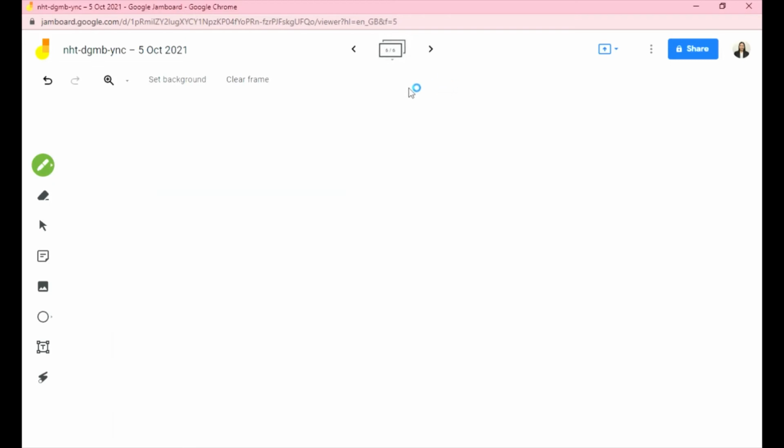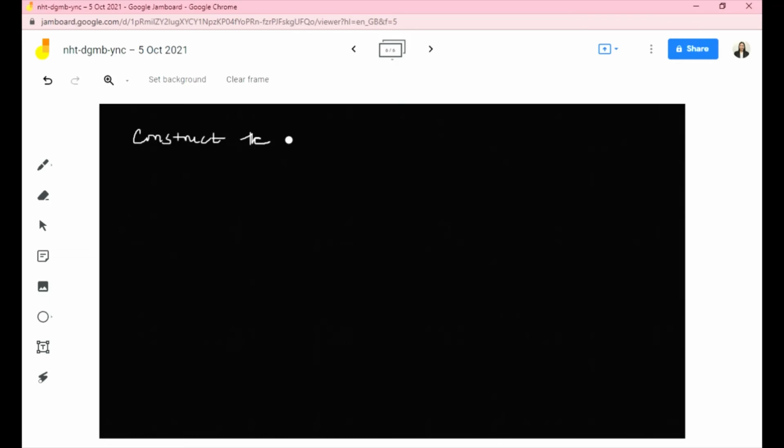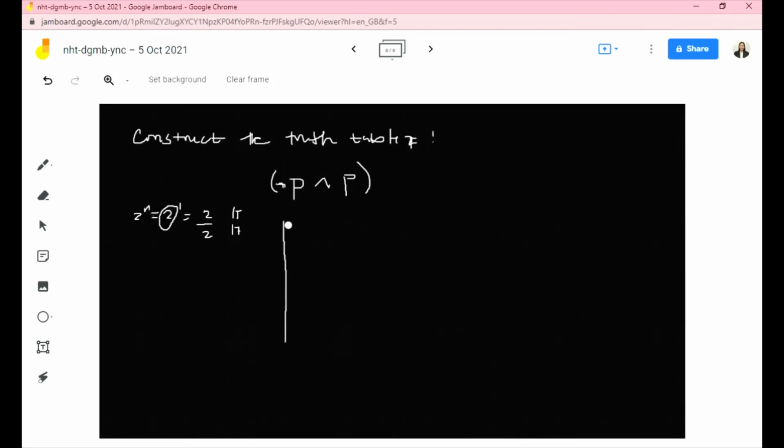Okay? Now let's have another example. Let's construct the truth table of not P and P. In this case, we only have one variable, so 2 raised to 1 gives us 2. 2 divided by 2, then we'll have 1 true followed by 1 false as our pattern, and we only have 2 rows in here.